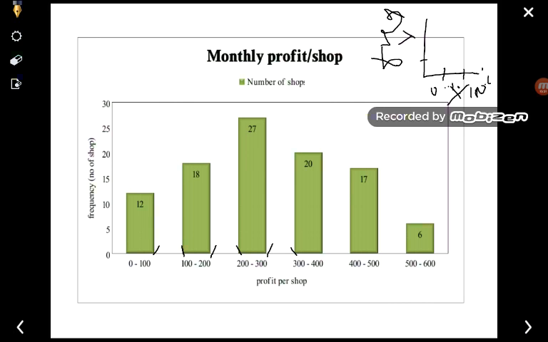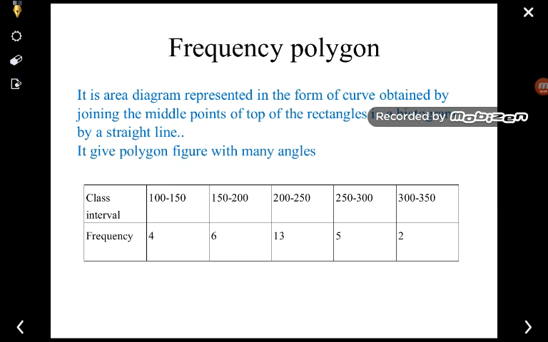And after that the plotting is to be done. On the x-axis we have taken 0 to 100, and how much is the frequency? The frequency is 12. So the plotting point will be somewhere here. After this we are going to extend this point on both sides, and we'll get the rectangle. So this is how vertical histograms can be plotted.